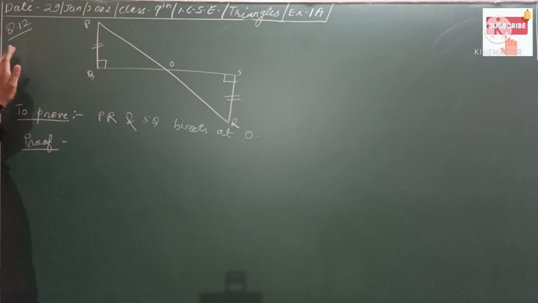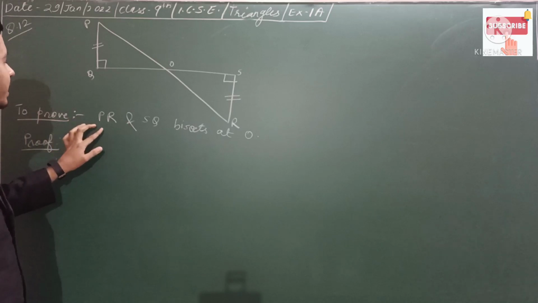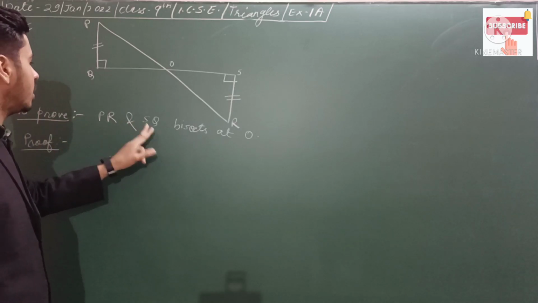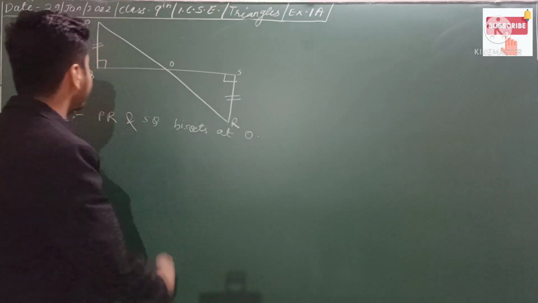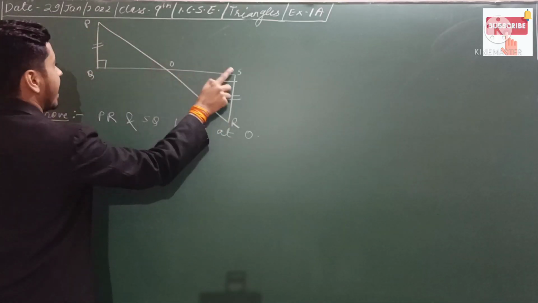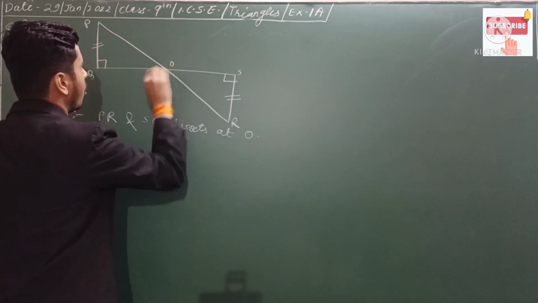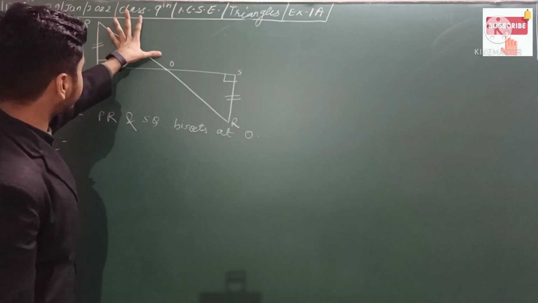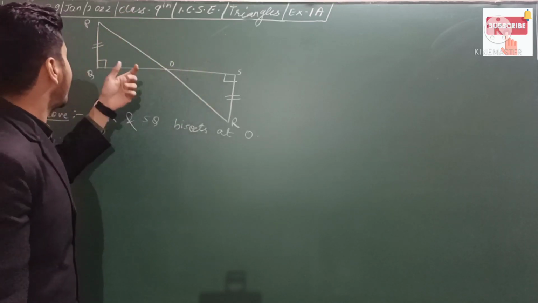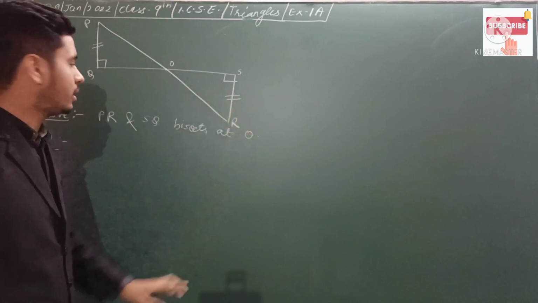In this 12th question you have such a diagram where you need to prove that PR and SQ bisect at O. That means this PR line and this SQ line bisect at this point O. What do you mean by bisect at O? That means PO is equal to OR and QO is equal to OS. We have to prove that.